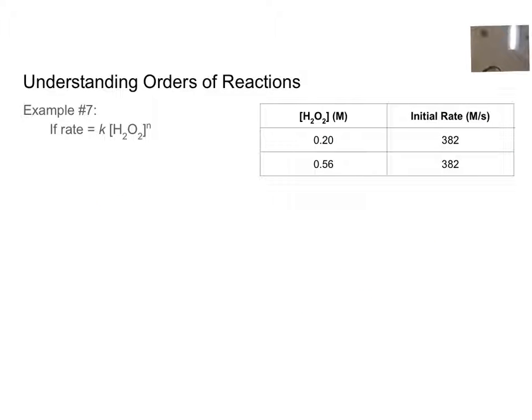Another reaction that we have here is this reaction with hydrogen peroxide. When I look at the increase in the concentration of H2O2, I note that 0.56 is roughly 0.6. 0.6 divided by 0.2 gives me an increase by about 3. So it's 3 to the nth power. And when I look at the rate here, the increase in the rate is times 0. Okay, so the rate didn't increase at all.